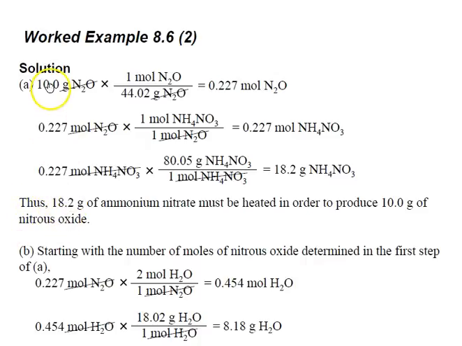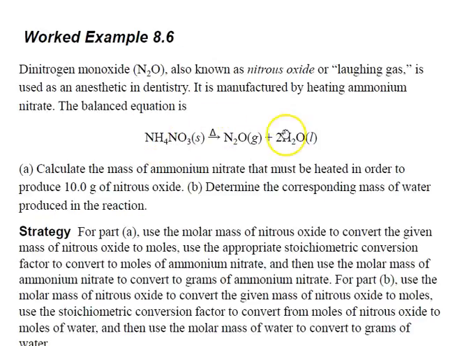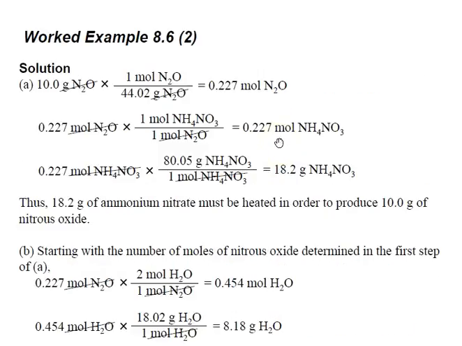So the major thing here is to go from mass to moles, you're going to use the molecular weights, which you just get right from the periodic table. And to calculate from moles to moles, you use your ratio from your balanced reaction, which would be these values that are in the front: 1, 1, and 2. So therefore, from 10 grams of nitrous oxide, we would need 8.2 grams of ammonium nitrate. So therefore, 18.2 grams of ammonium nitrate must be heated in order to produce 10 grams of nitrous oxide.